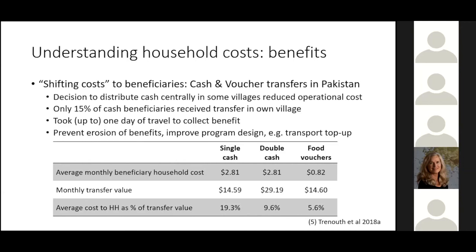So as you can see in the table, for the 3 study arms, single cash, double cash, and food vouchers, we have the average monthly household cost, the monthly transfer value, and the cost to the household as a percent of the transfer value. And you can see in the bottom row that the arm receiving the least cash had a very high percent of their transfer taken up by transport cost at 20% relative to the voucher arm at 5%. And this has implications for program design. We can either aim to distribute cash locally or at least provide a transport top-up to prevent this kind of erosion of benefits in the future.